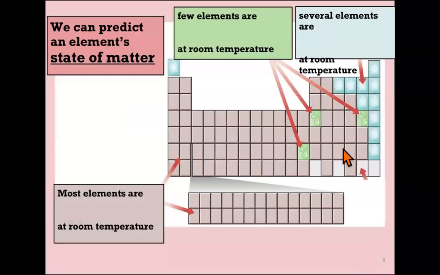We can use the periodic table also to predict states of matter. Most elements are solid at room temperature. Few elements are liquid at room temperature. And several elements are gas at room temperature. And then I just wanted to point out that hydrogen's still hanging out there.